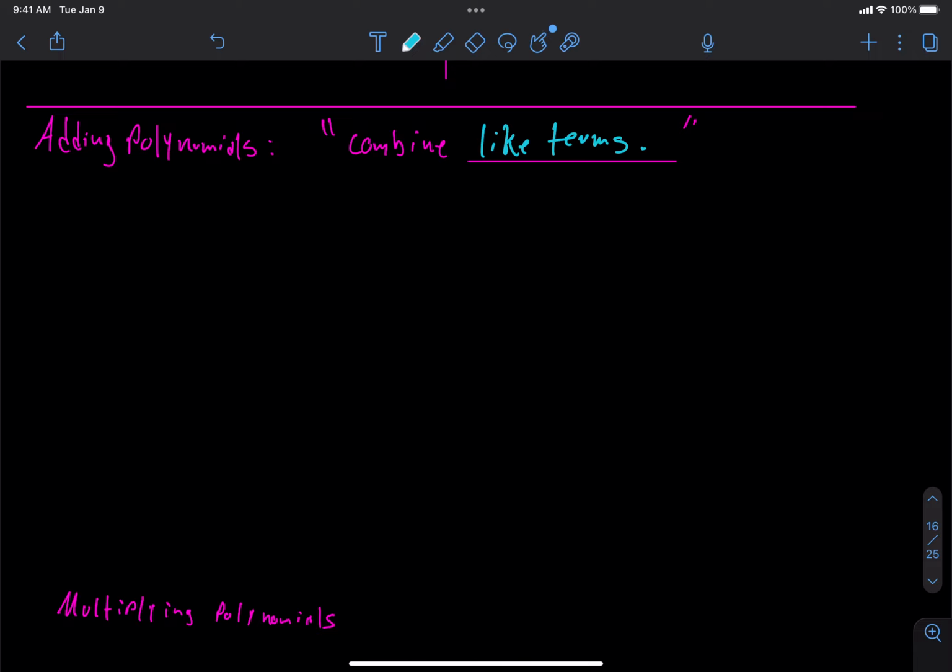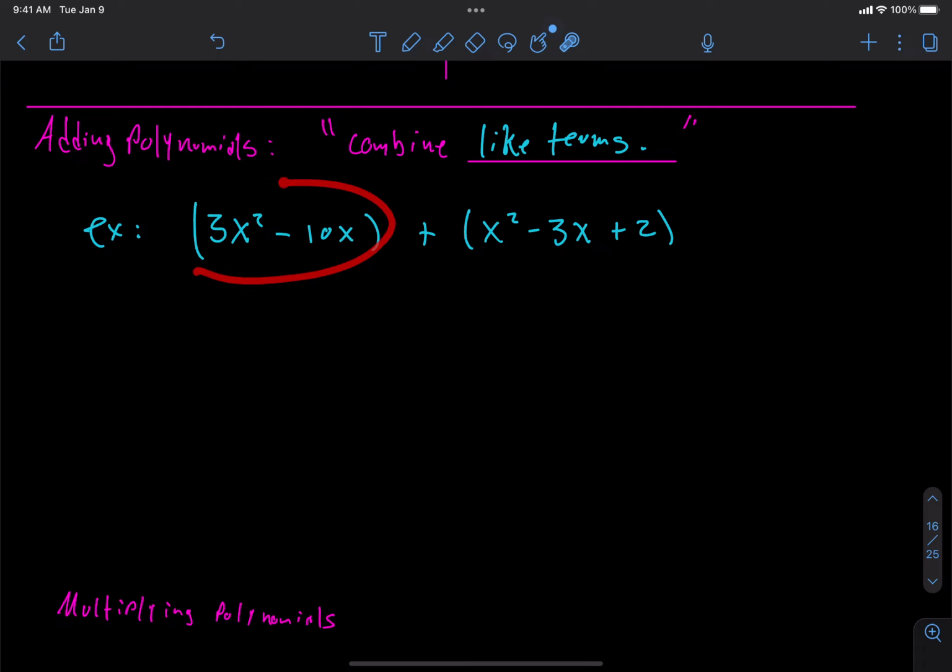Okay, so let's do a couple practice problems where we're adding polynomials. Let's do 3x squared minus 10x, and then we're going to add x squared minus 3x plus 2. Okay, so if I want to take two different polynomials and add them, then what I need to do is combine like terms.